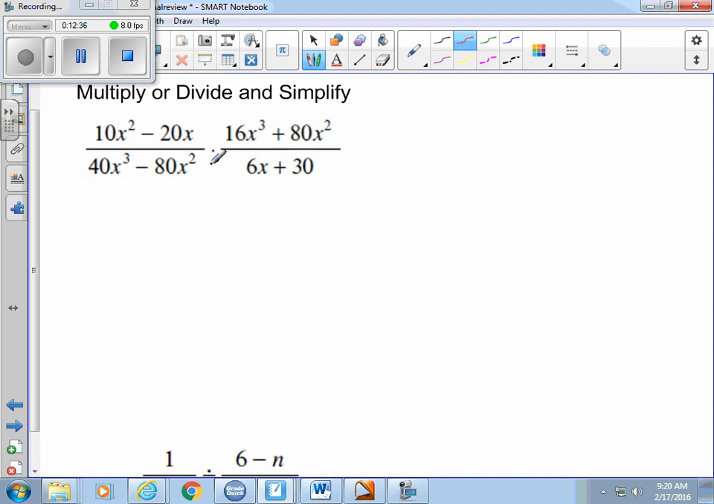Do I need to flip this one? No. Why not? It's multiplication. So what do I do at the beginning? Factor and start with GCFs if that is an option. Remember, if you get stuck on factoring, use the factor poly program in your calculator. Don't not factor it.